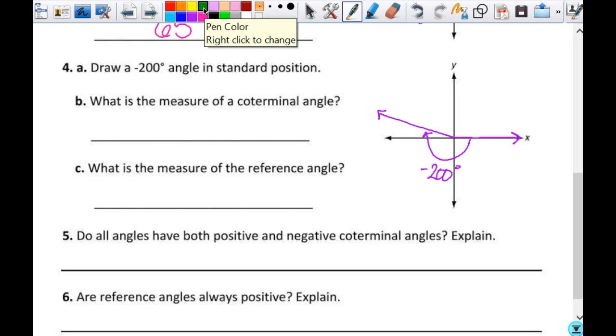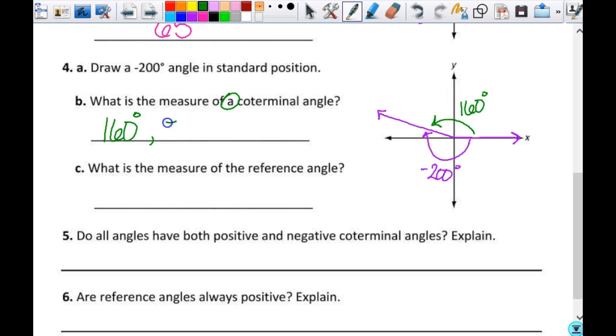Okay. So then it says, what is the measure of a coterminal angle? Well, let's do the easiest one first. What would that one be? 160. So this would be a positive 160. All right, so give me another positive coterminal angle. How could I figure that out? 520, add another 360, right? I'm here, add another 360, and that would give me 520.